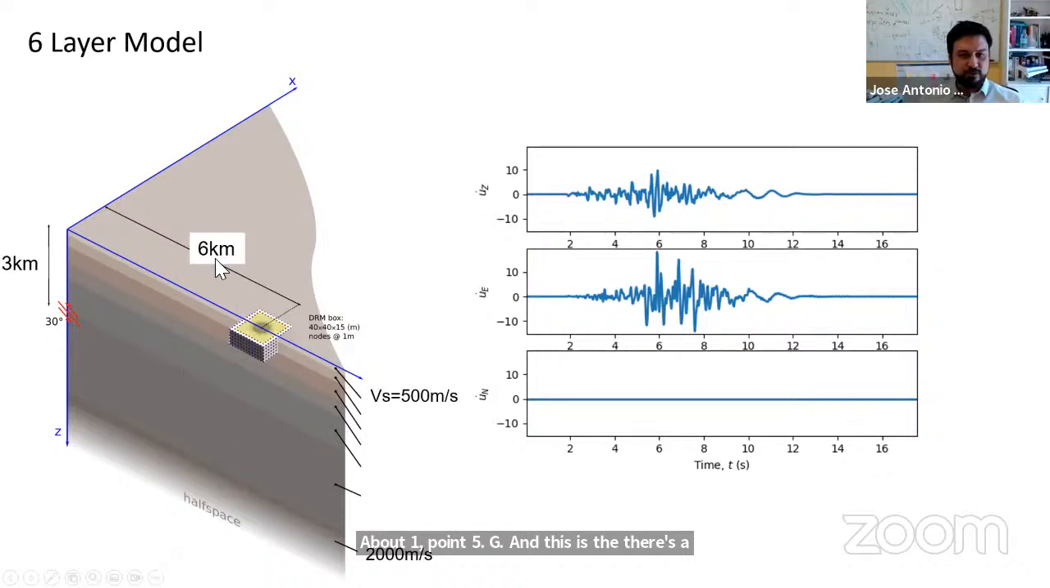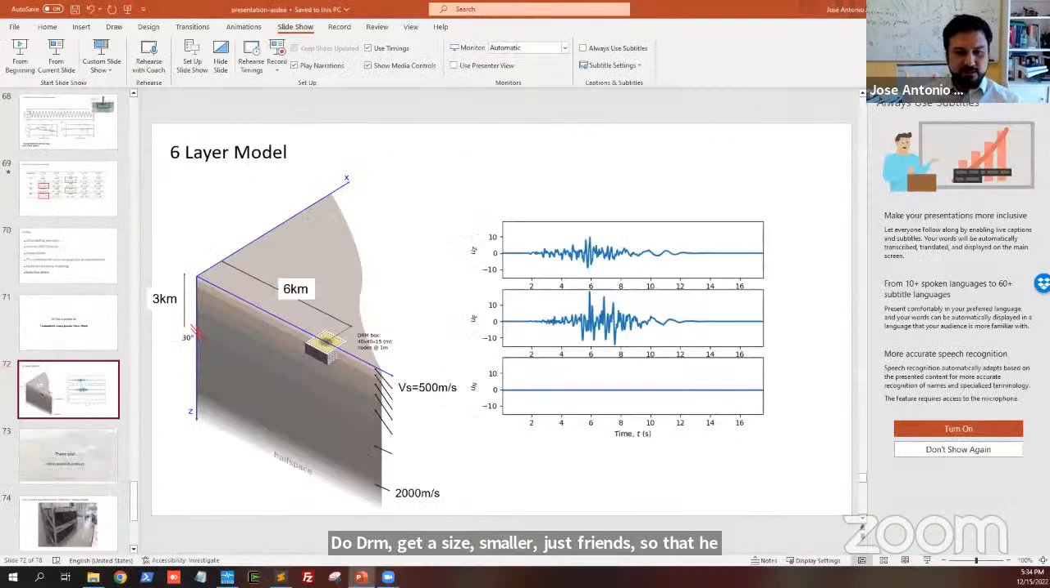What I do want to mention here is that the duration here has to do strictly with the layering. So the layering is in fact very important if you want to get proper durations of your motions. So basically, if you want to do DRM, get a seismologist friend so that he can set up the problem correctly. Okay, so with that, I am going to move really quickly, show you this.